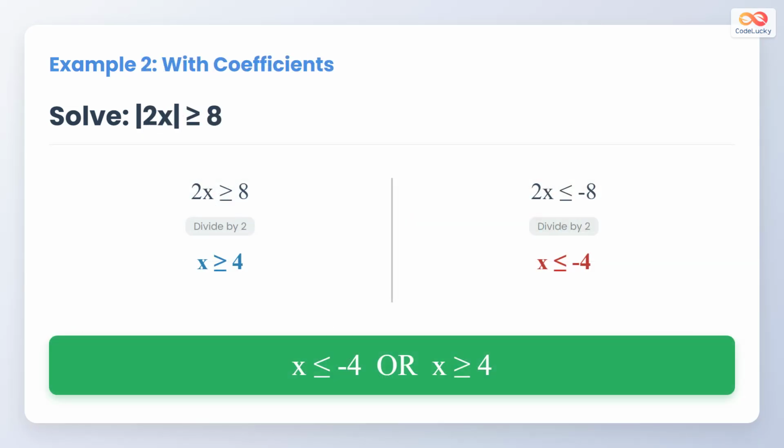What if there is a coefficient inside the absolute value bars? For example, the absolute value of 2x is greater than or equal to 8. The process is the same. Split it first. Case 1: 2x is greater than or equal to 8. Case 2: 2x is less than or equal to -8. Then, solve each inequality individually by dividing by 2. Our final answer is x is less than or equal to -4, or x is greater than or equal to 4.